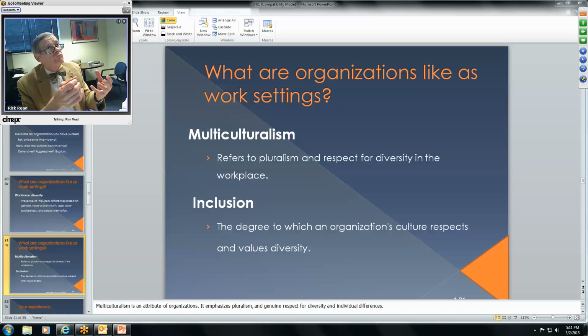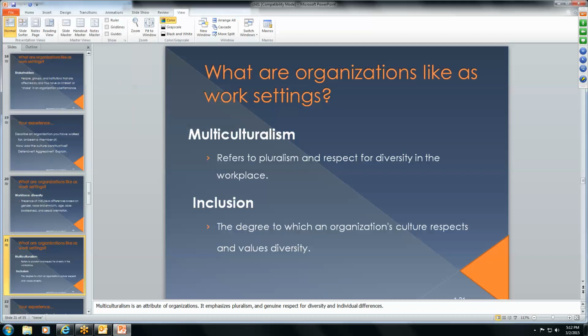And you will notice when you get to the Xerox case, and I'm not getting into the questions that are posed to you, how Xerox moved from diversity to inclusion. It's very, I think, a very graphic way of talking about it.